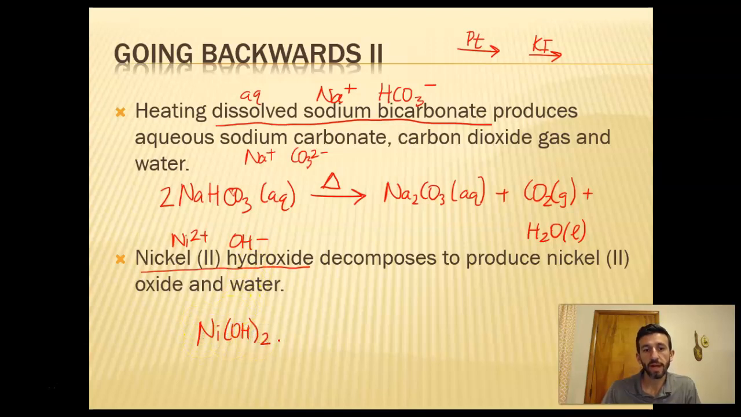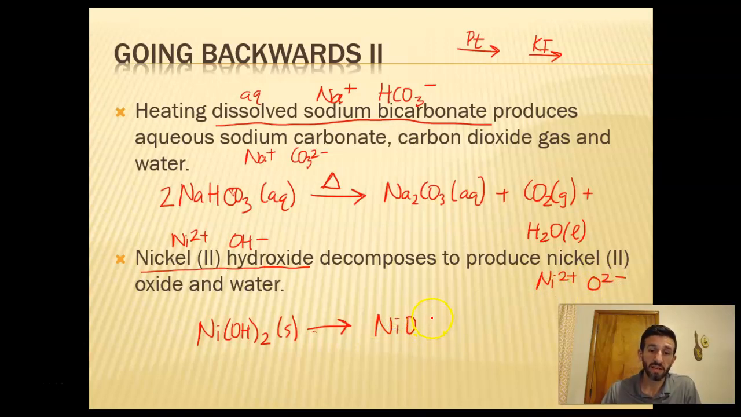Ni(OH)2. Now, it doesn't tell you what the state of matter is. Because it's ionic, I'm just going to assume it's a solid. Ionic compounds are always solid at room temperature. So unless it tells me otherwise, if it's ionic, I'm going to assume it's a solid. This is going to decompose to produce, so that's an arrow, nickel(II) oxide. So again, nickel, a positive 2 charge, oxygen with a negative 2 charge. So that's NiO.